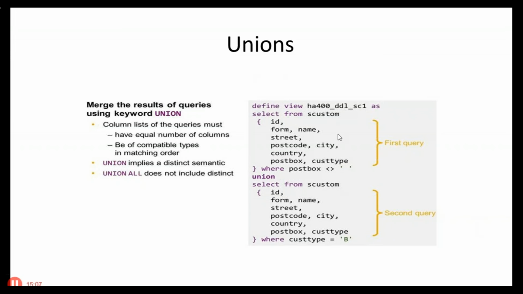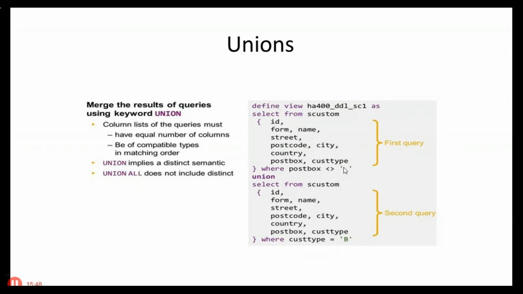Then we have the unions. Union is a combination of all; it combines everything into one. Right now we have select from S custom: id, form, name, street, postal code, city, country, postal code, customer type, where postal code is not equal to space. So this is one condition, and in this condition some fields get selected. What is the condition here? Postbox is not null, and the second thing is customer type is B.